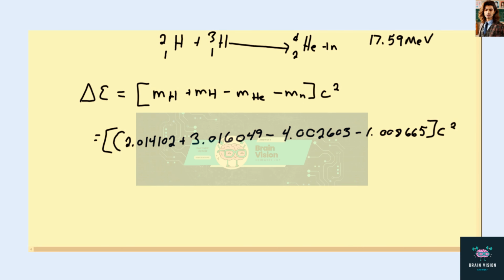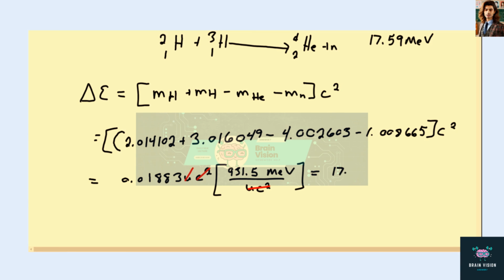Times c squared. This equals 0.01883 u c squared, times, because we need MeV, 931.5 MeV over u c squared. We know the u c squared crosses out, and that's going to equal 17.589 MeV, or if we round it up, 17.59. So that means we proved it.